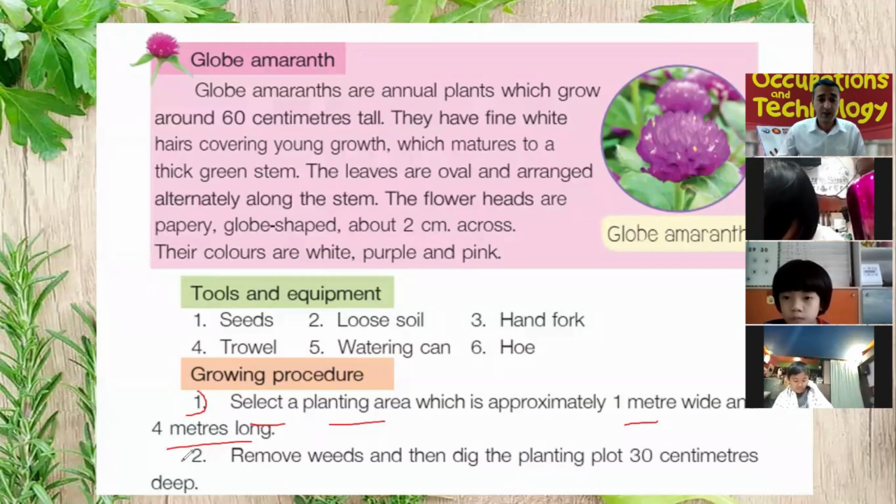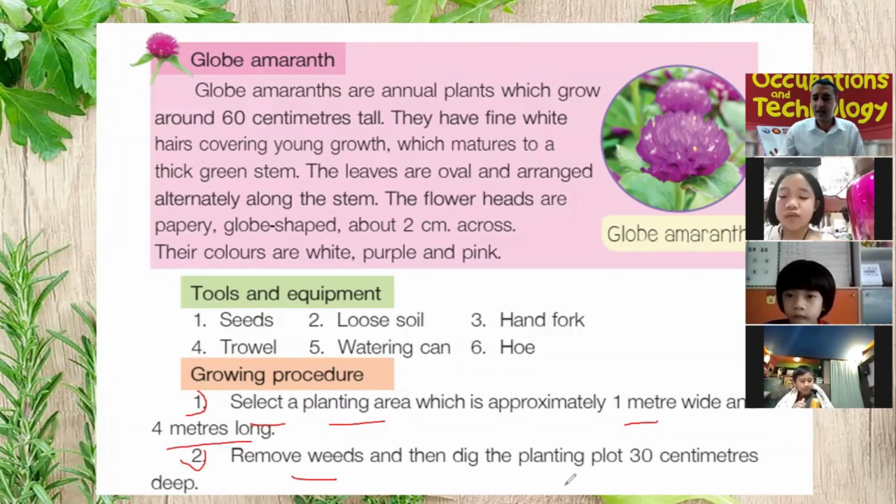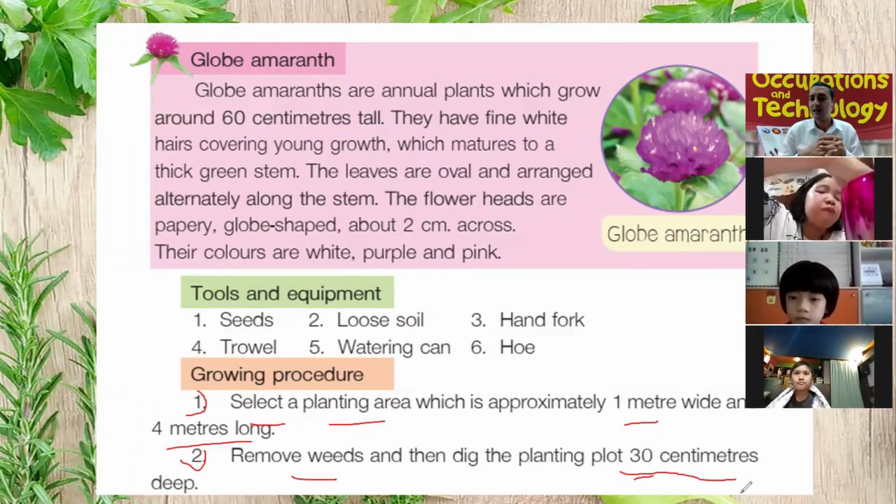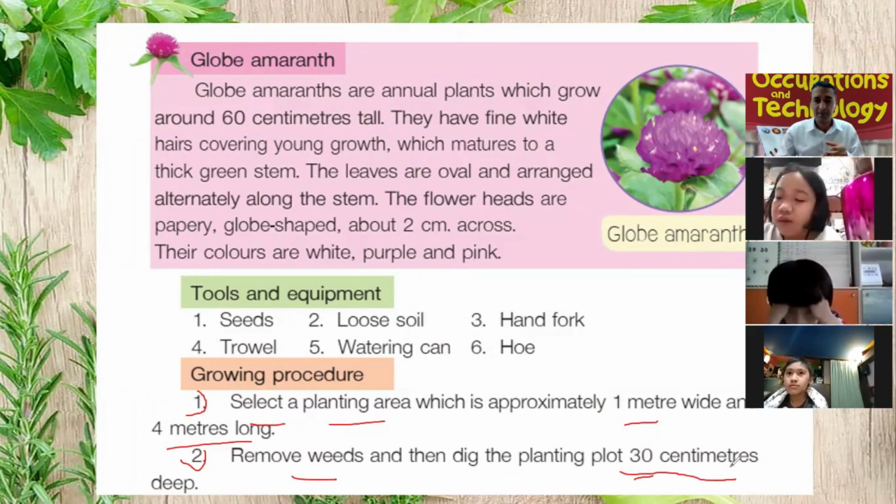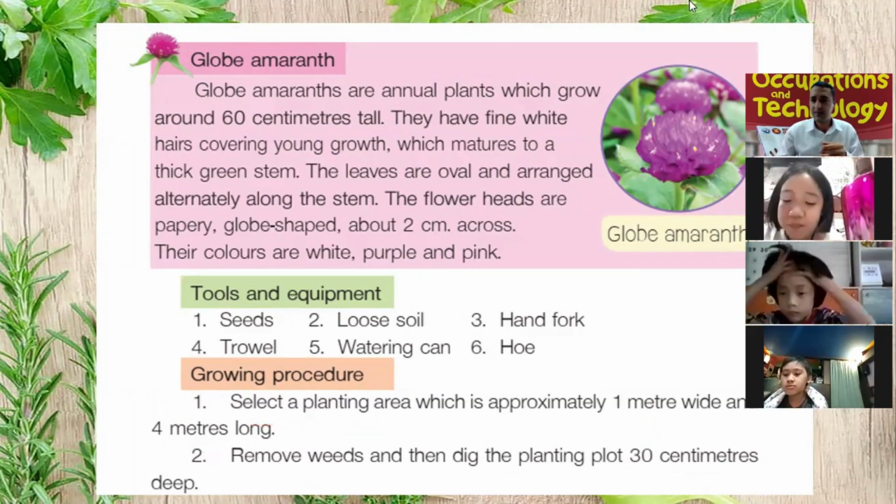Number 2, we have to remove weeds and then dig the planting plot 30 centimeters deep. If the soil is hard, first of all we have to dig it. We have to dig the planting plot around 30 centimeters deep, and make sure of that while we are digging. So these are the first 2 steps.